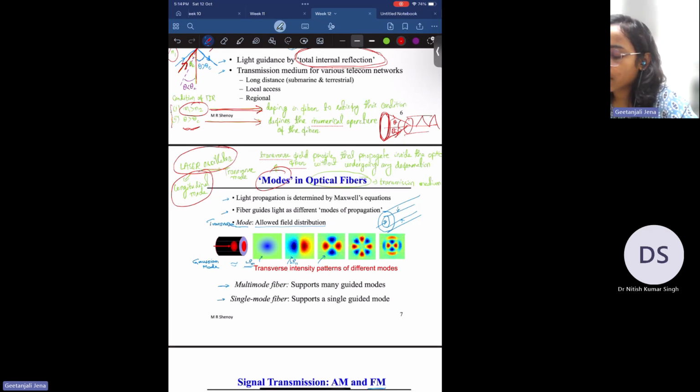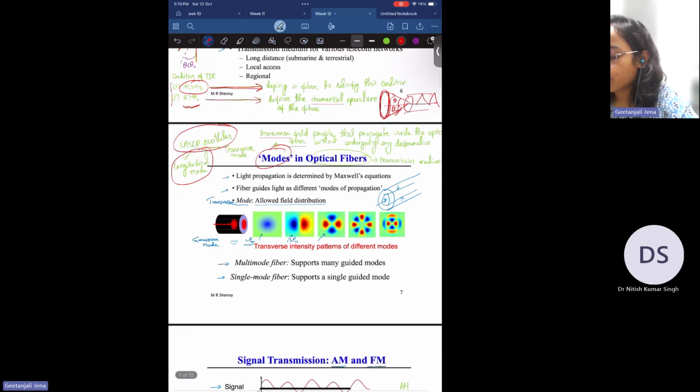Light propagation inside this optical fiber is determined by Maxwell's equations, and the modes of propagation are obtained by solving Maxwell's equations at the core cladding interface. By solving these equations, we get different types of modes, and by mode we mean the allowed field distribution. These figures are typical examples of different types of modes propagating inside this optical fiber. As I said, when this field pattern propagates inside the core of the fiber, it will propagate as it is. The field pattern will not experience any deformation, or only minimum deformation, but the field pattern will remain the same.